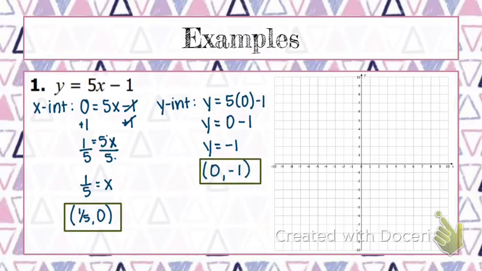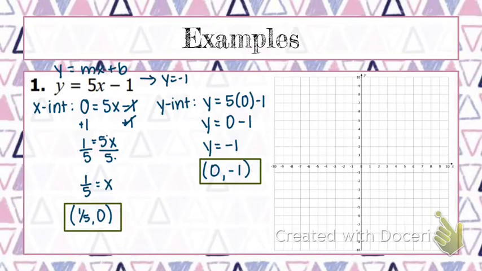However, if we look at our original problem, that problem is in the form y equals mx plus b, and b is our y-intercept. So this already tells us that y equals negative 1 for our y-intercept. So we could have figured that out without doing any math because of the form this was in already.